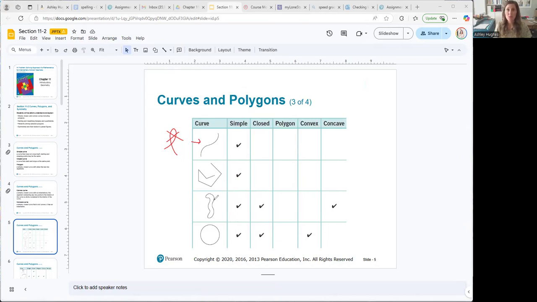This is simple because it does not cross itself, but it's also closed because no matter where you start or stop, it connects. So basically closed means that it's connected. And then concave versus convex. Concave means that it comes in. So like this part right here, that's a place where it comes in, and that's a place where it comes in. If it comes in, it's concave. If it does not, then it's the opposite, which is convex. If you're a closed curve, you're going to be convex or concave, but you're not going to be both of them.